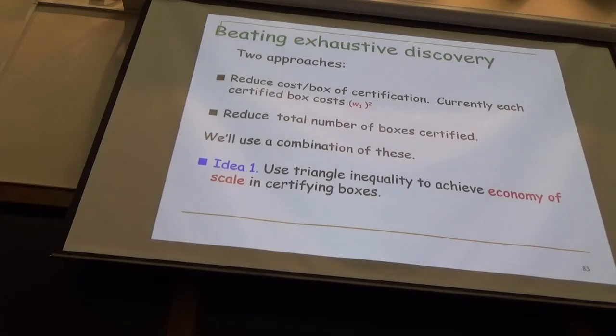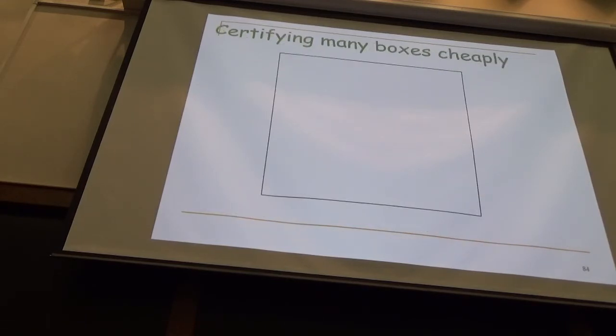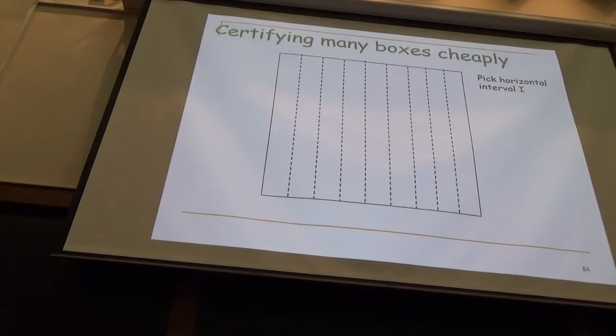Okay, so idea 1, we're going to use the triangle inequality to achieve an economy of scale in certified boxes. We'll see how that works. Idea 2 is we're going to use boxes of small width that have a small cost to pinpoint large boxes that are important. So I'm going to have about a minute to show you how each of these ideas works. So, certifying many boxes cheaper.